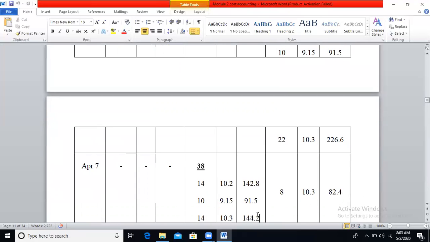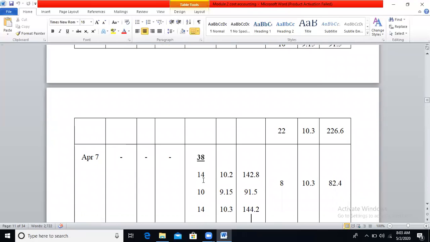So out of 38, you have issued 14 units and 10 units. Still I want a further 14 units. So now 14 units got over, 10 units completed fully. Now we are having only the balance units, that is 22 units. So out of these 22 units, you will issue the remaining 14 units at what price? 10.3. So 14 units into 10.3, you will get 144.2.